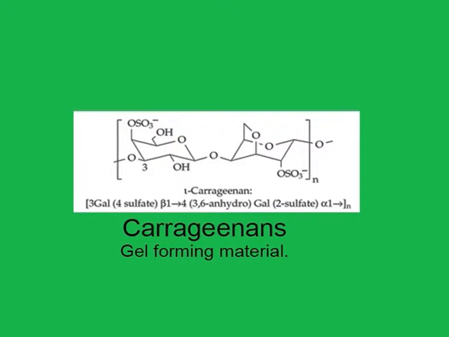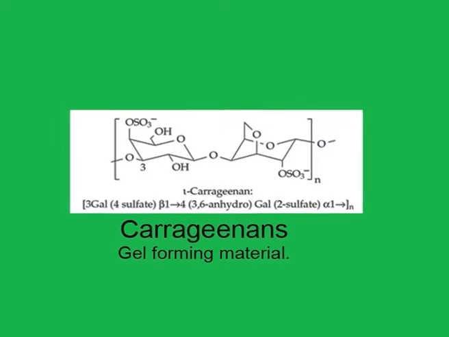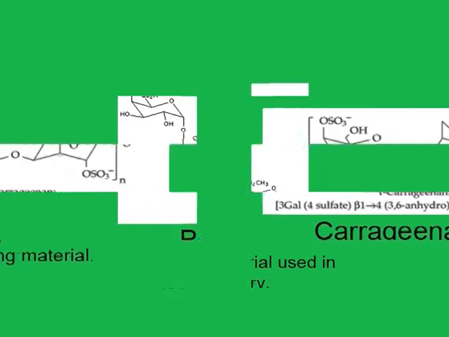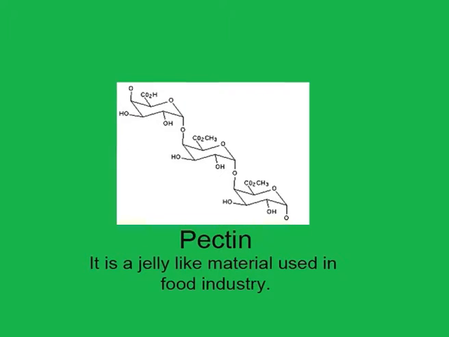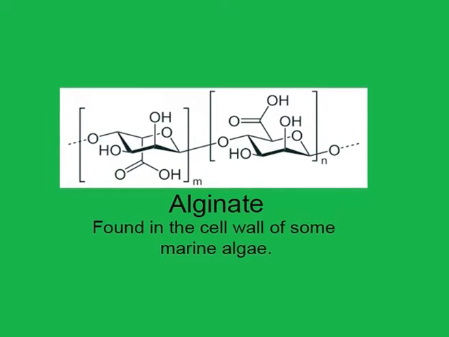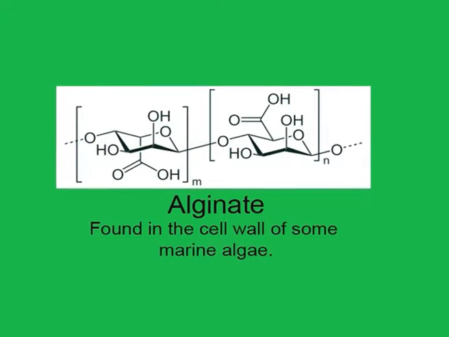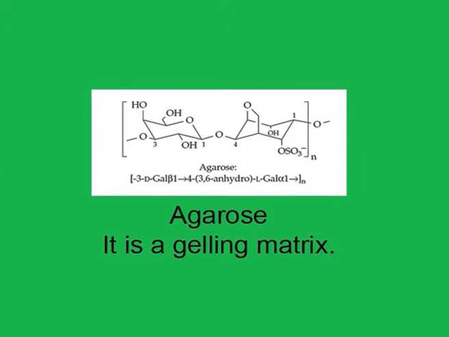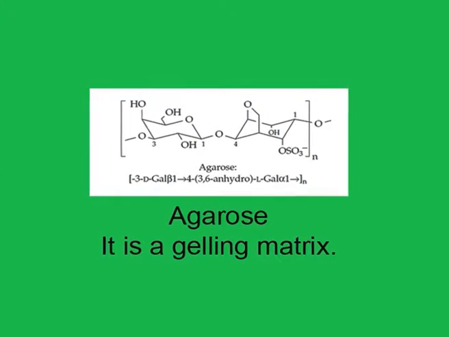These are the heteropolysaccharides of the plants. Carrageenans form gel material. Pectin is also a jelly-like material, quite prevalently used in the food industry. Alginate is found in the cell wall of marine algae. Then agarose is a gelling matrix, very popularly used in biological laboratories for several experimental purposes.